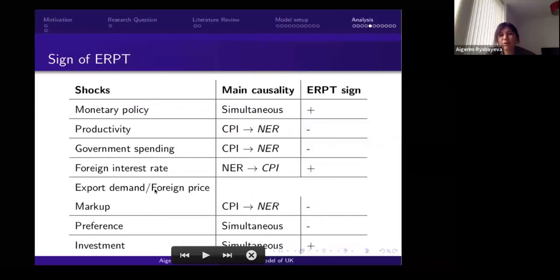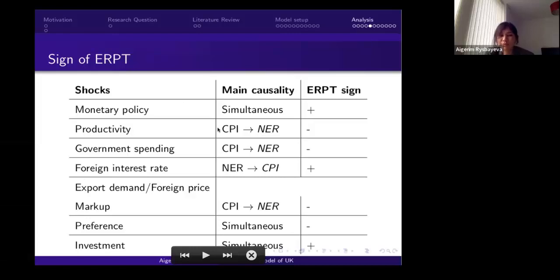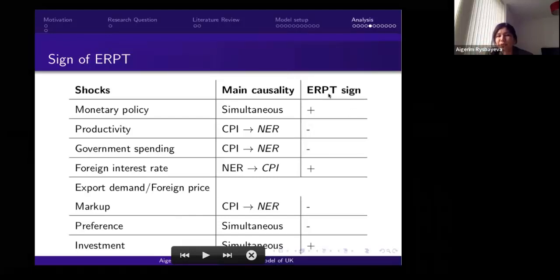This is a summary for all other shocks. In my model, I have 18 shocks, so it doesn't fit the table, and I just put some main shocks. As we can see, the short-run exchange rate pass-through could be positive or negative. Usually it's negative, and it all depends on the causality.